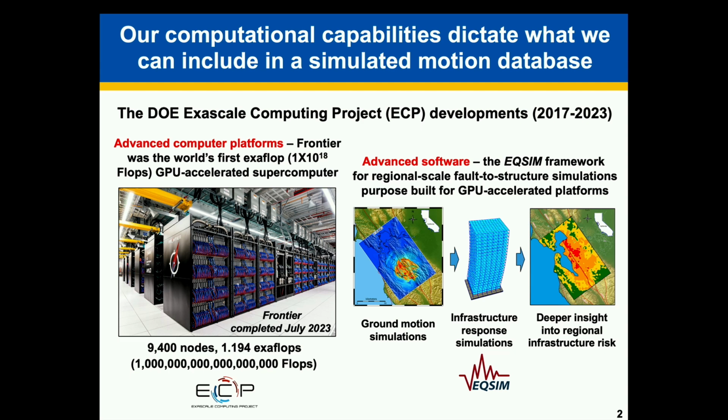And exaflop, that's a term that not everybody's familiar with. It's a billion billion. An exaflop computer is a computer that can compute a billion billion floating point operations per second. The number I've shown down there is 1 times 10 to the 18th floating point operations per second. So this was a big challenge.